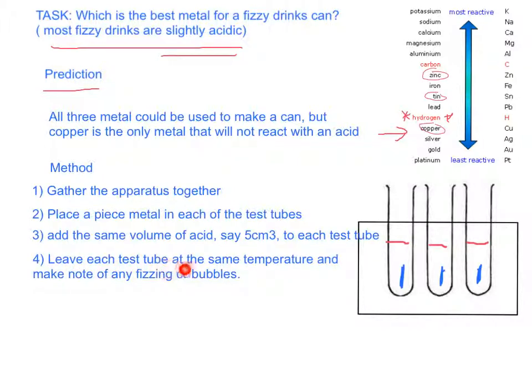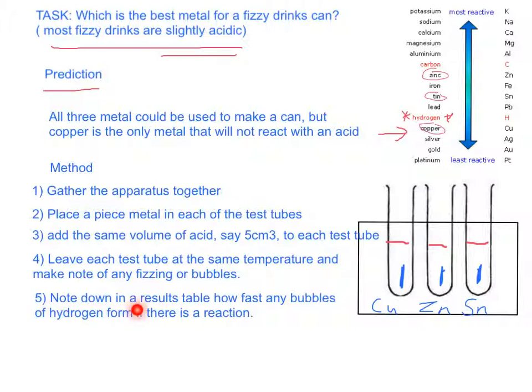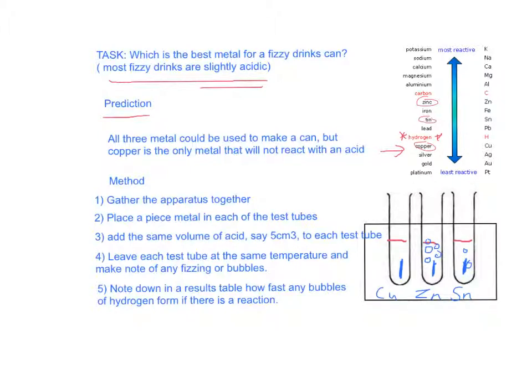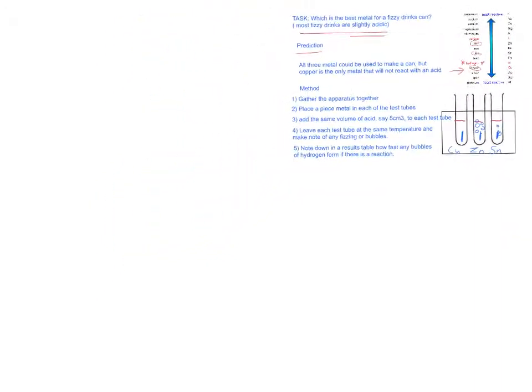We need to leave the test tube stand for a while at room temperature and make any observation about fizzing or bubbles. The samples are in this order: copper, zinc, tin. Lastly, we need to record our results in a results table to see how fast any hydrogen bubbles form. And in this case, we'd have something like this. The odd little bubble from tin, but lots of fizzing, hopefully from zinc. Nothing from copper. So now we need a results table, and we can put this out the way.